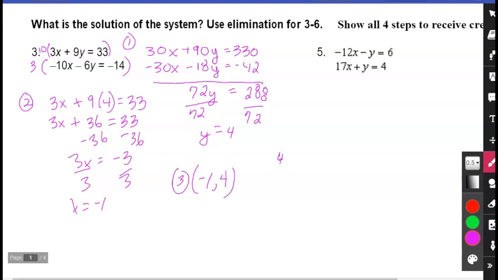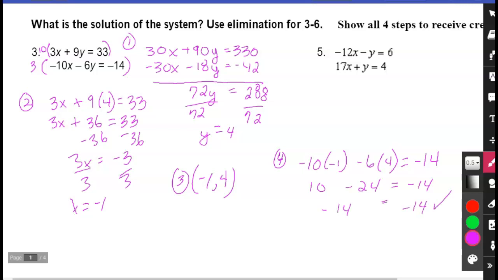So number 4, we check, we have negative 10 times negative 1, because that replaces the x, minus 6 times our y, which is 4, and that better equal negative 14. 10 minus 24 equals negative 14. It does. Check. So there's 4 questions to kind of help you out. Hopefully that does spur you on to a little bit of success in some of the other ones.